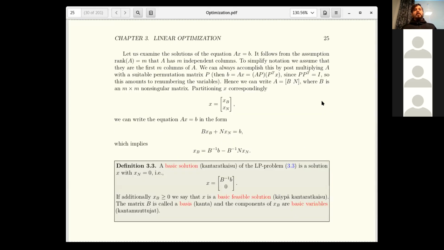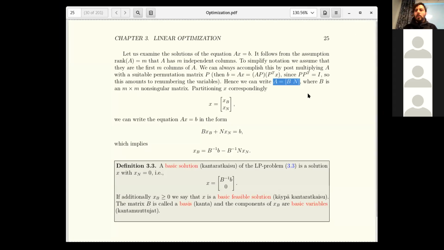So let's examine the solutions to this equation, AX equals B. If you're familiar with matrix algebra, if this A were a square matrix that is non-singular, so let's stop here. Let's stop here for a little while, and let's have a short discussion. I'm going to take this off the record.